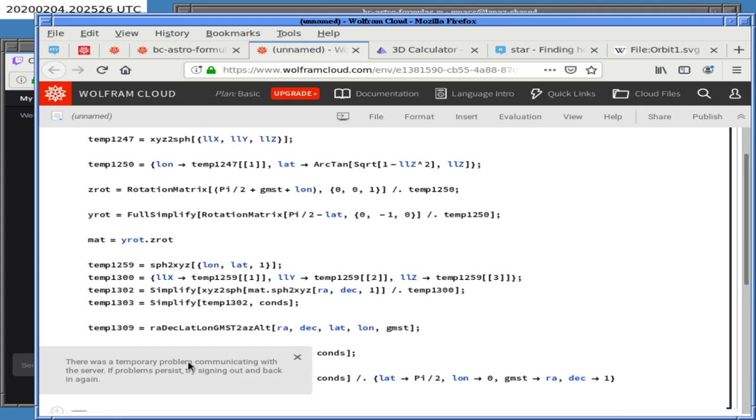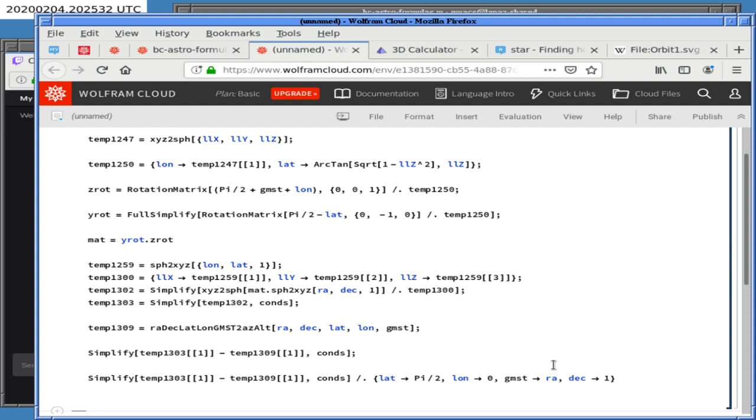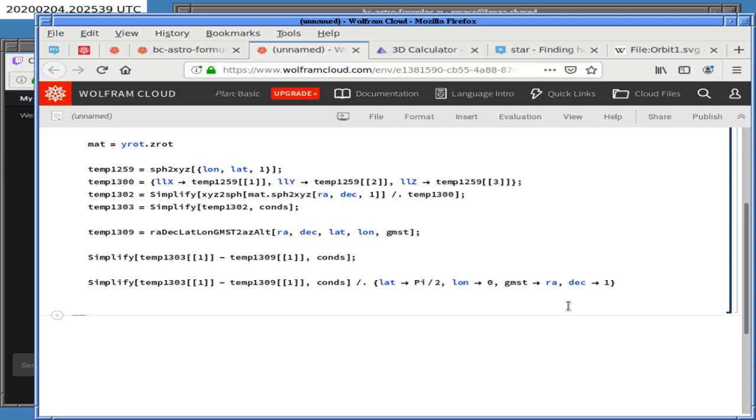There was a temporary problem communicating with the server. Well, that's not good at all. But at least now we know what's wrong. Shift enter. If problems persist, try logging out and logging back in. Excuse me, I should probably mute when I do that.